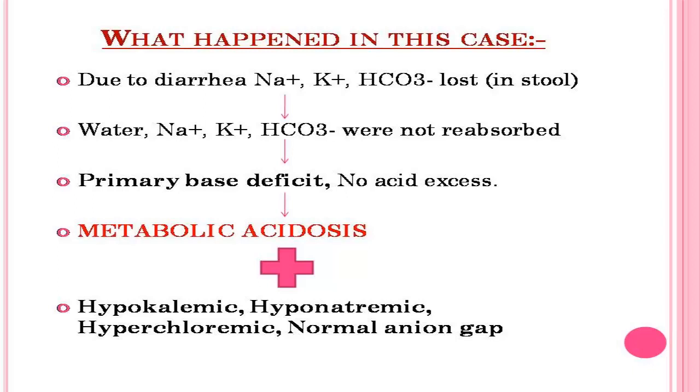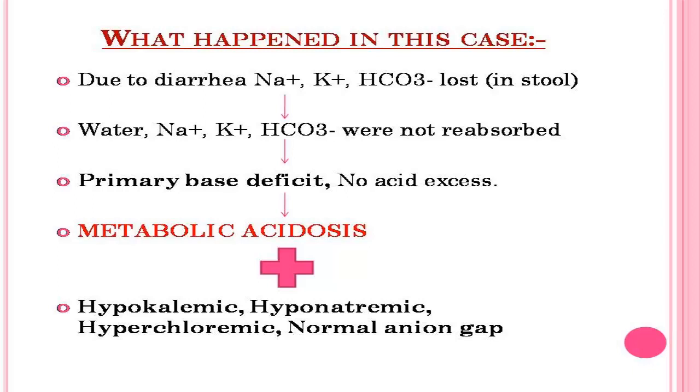And from the partial pressure of carbon dioxide, you have seen that there is no acid excess. So primary base deficit, no acid excess. So it is a case of metabolic acidosis. Now another thing, as the sodium, potassium and bicarbonate are lost through the diarrhea, through stool, there will be low levels of sodium, potassium and bicarbonate. It is clear.